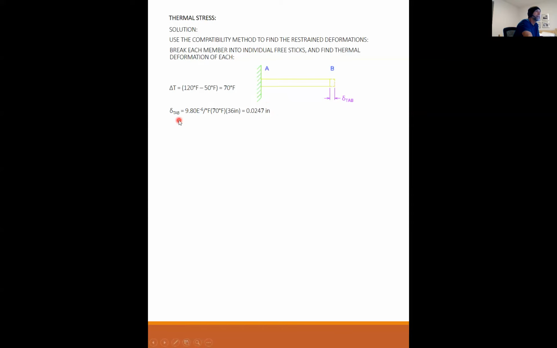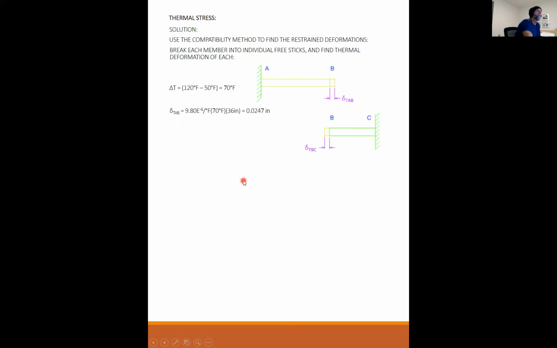Delta TAB is positive not because it's going to the right. It is positive because it is expanding. If delta TAB was negative, it would be contracting. So the sign convention here is not to the left or to the right, it's expanding or contracting. Positive is expanding.